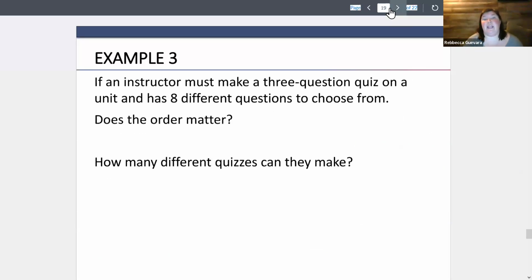So if an instructor must make a 3-question quiz on a unit and has 8 questions to choose from, does the order matter? So if I put my questions in different orders, does it actually make a different quiz, is really the question. So I'd say no, order does not matter. You'll see that your instructors will do this rather frequently, is that they'll take questions and reorder them and give everybody the same questions, but in different order.